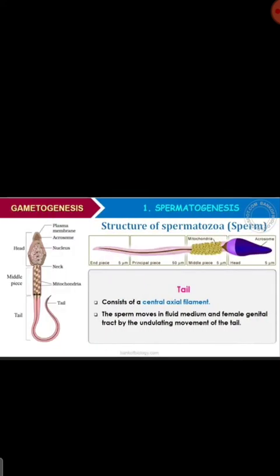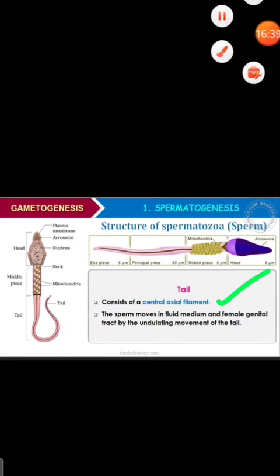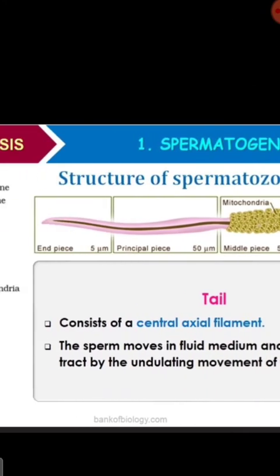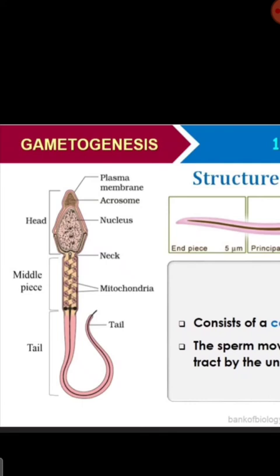Next comes the tail, and it consists of a central axial filament. The sperm moves in the fluid medium and female genital tract by the undulating movement of the tail. So the parts and the sperm diagram are very important, and you should know the length and the importance of the regions.